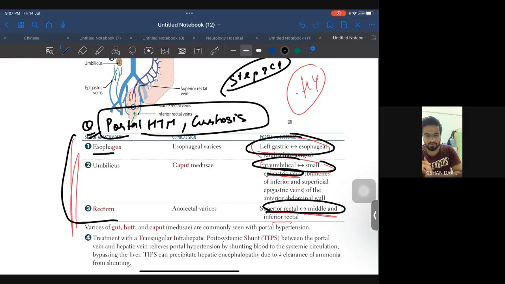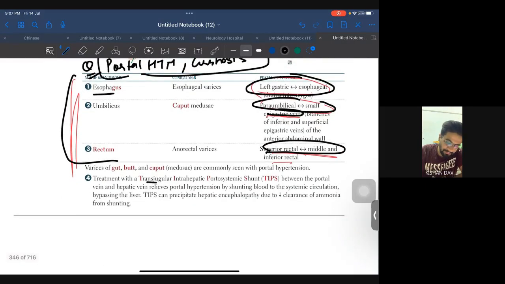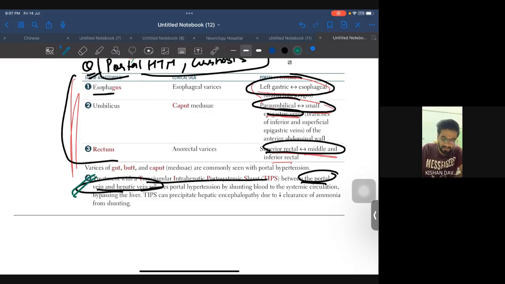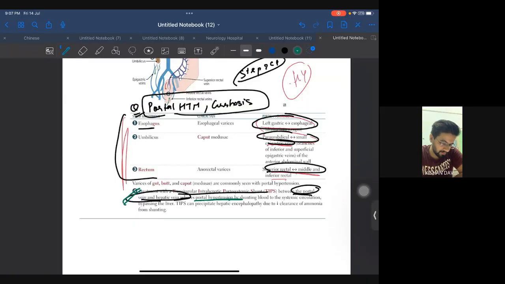Okay, so treatment with TIPS between the portal vein and hepatic vein. Okay, portal vein and hepatic vein, this is important. That's it, portal vein and hepatic vein, and they can relieve portal hypertension. As I told you, the question will be about portal hypertension. All right.